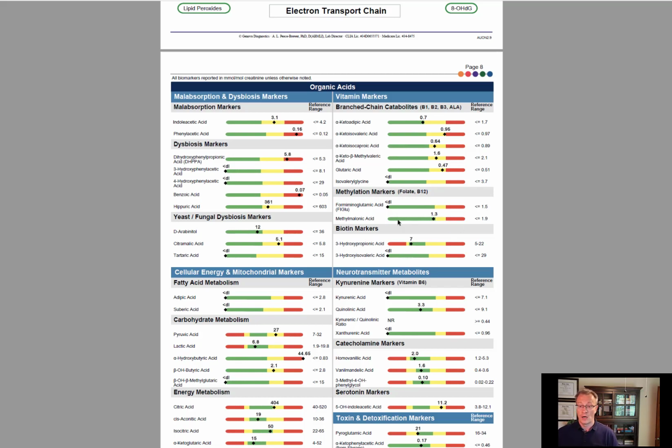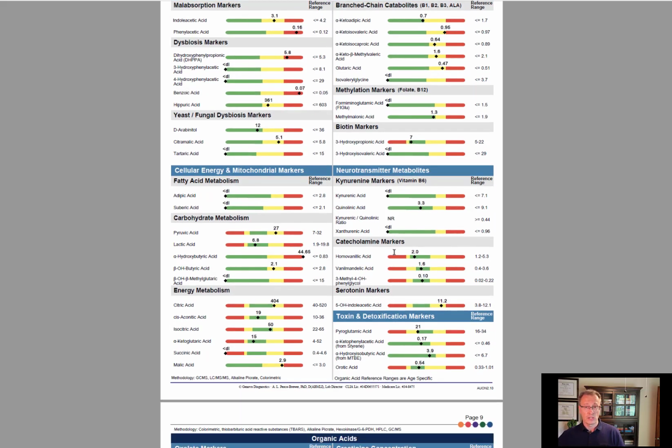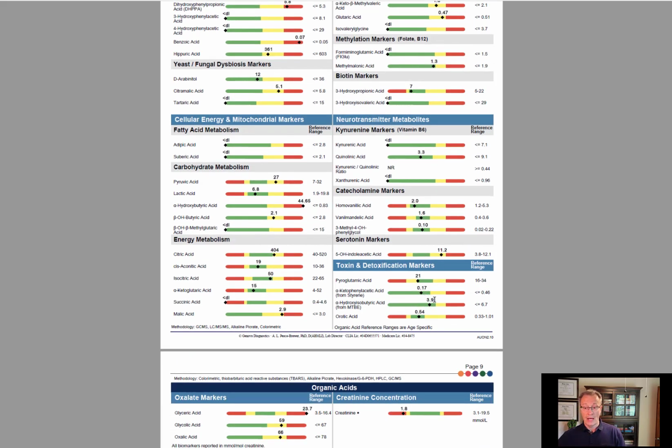Then we'll look at the methylation markers, which are vitamin B2, vitamin B12 and folate. Then we'll look at the biotin markers. Then we will look at multiple reactions that are controlled by vitamin B6, because it's profoundly important for our brain function. Then we'll actually be able to look at the catecholamine markers like dopamine, epinephrine, norepinephrine, and see if there are any deficiencies there, and do we need to look at that even further. The biggest thing we will be looking at would be toxins and detoxification markers.